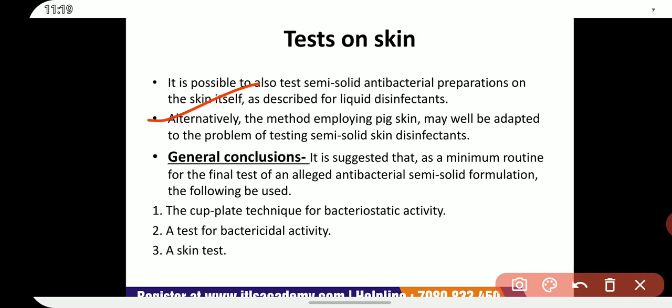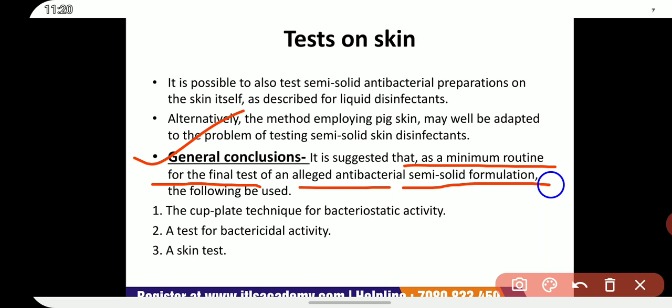Alternatively, the method employing pig skin may well be adapted to the problem of testing semi-solid skin disinfectants. General conclusions. It is suggested that as a minimum routine for the final test of an alleged antibacterial semi-solid formulation, the following be used.